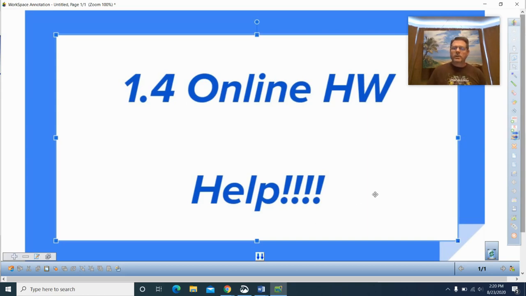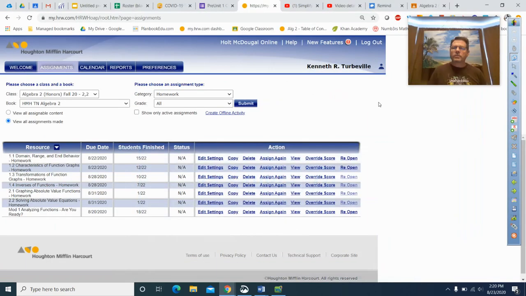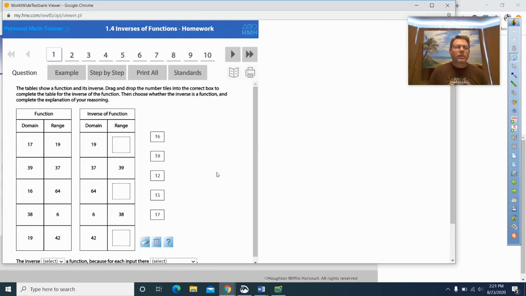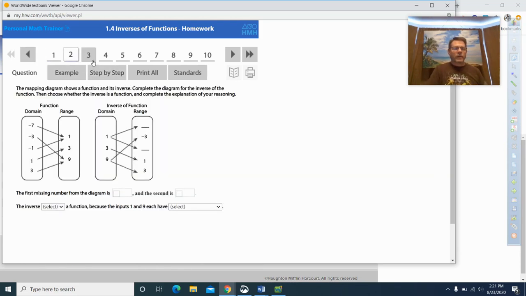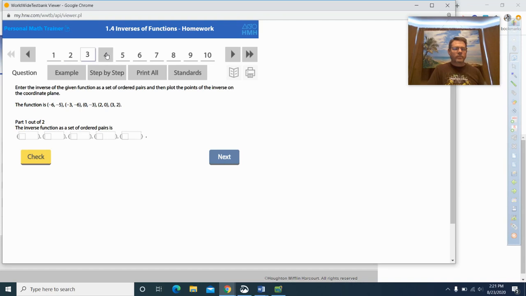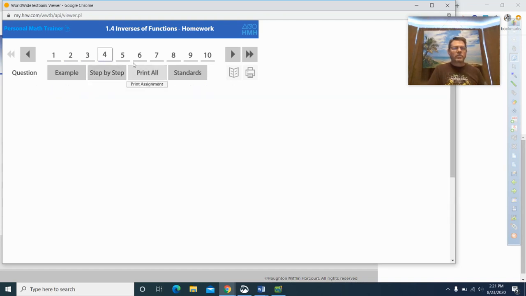Okay, so we're going to jump over here. Our assignment was 1 through 10, 10 through 16. So first one here, inverse is again just switch x and y. So that's this first guy, just switch those x and y's there. And again, some more of the same. Just switch those x and y's, you're good there. And rewrite the ordered pairs. We've done some of those.